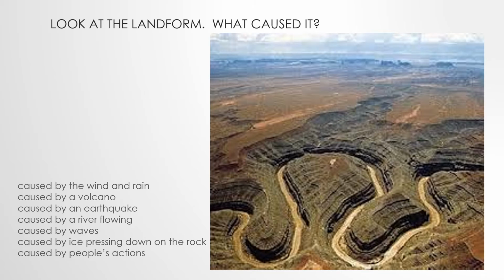Okay, what can you see in this picture? Write some ideas down. Which one could have caused this landform here? Swirling here.